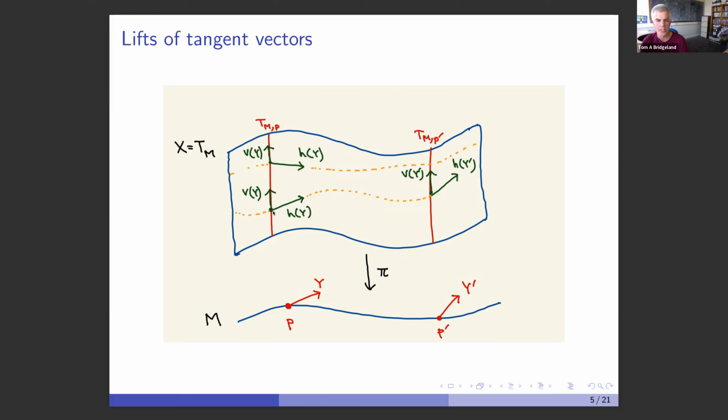If this was a linear connection, it would be invariant under translations in this vector space, and so the vector you got here would be the same as the vector you got here. But this is a nonlinear guy, so there's no relation between this lift at this point or this lift at this point. Okay, so these are just different lifts. There's no relation between these two things.